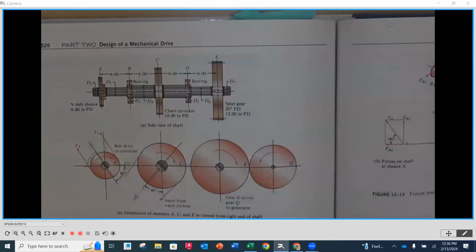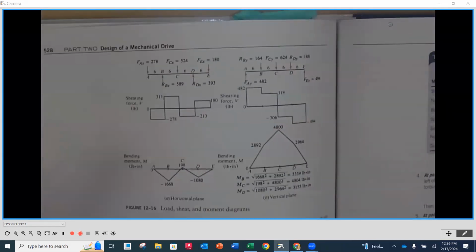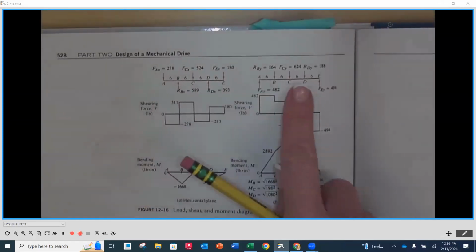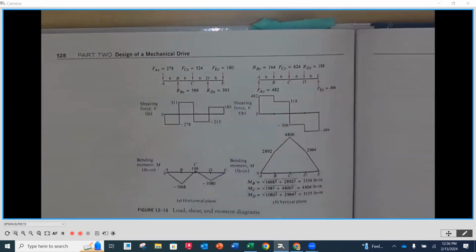I'm going to turn the page to page 528 here. We're going to be generating the free body diagrams of the front view and the top view of our shafts. The reason we need to do that is because, as we know, there are forces in two orientations 90 degrees to one another. There's going to be forces in an X plane and a Y plane.